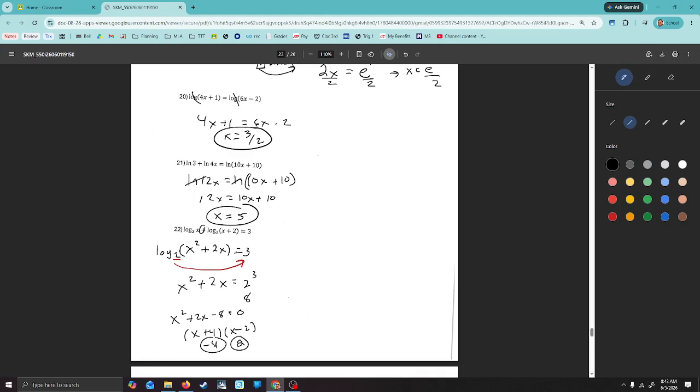Now, will I put an option where it's negative 4 and positive 2 as a choice? Yes, but that's not the correct option. Negative 4 cannot be an answer because you cannot have a negative inside your log as a result. So if I plug in negative 4 here, it will cause the whole log to be negative. So negative 4 cannot happen. So the only correct answer is actually 2.